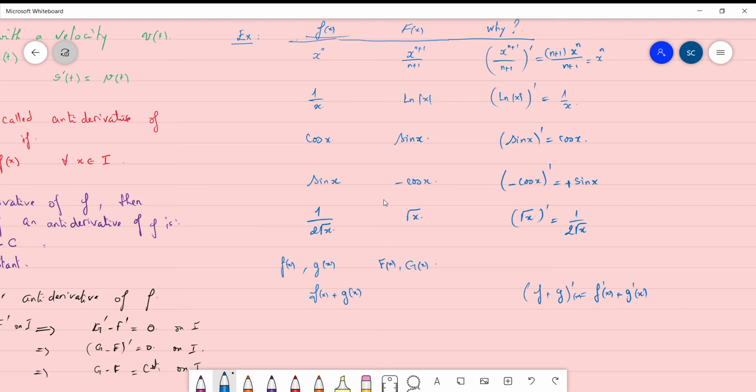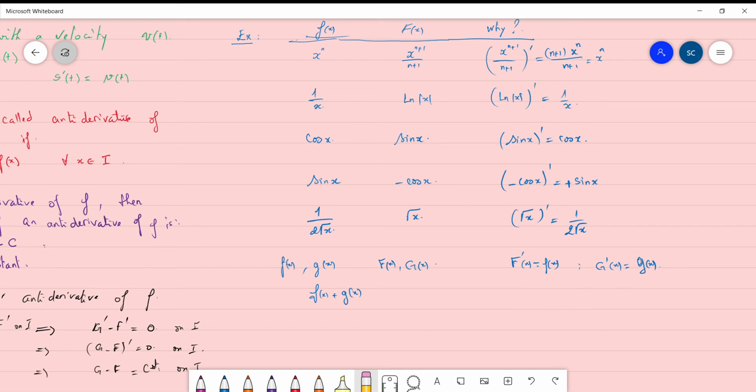No, this is not good. This is because I have F prime of x equal to f(x), and G prime of x equal to g(x). The notation is confusing here. So I'm mixing things here, and this is not what I want to do. Let's erase this part, because it doesn't answer my question.